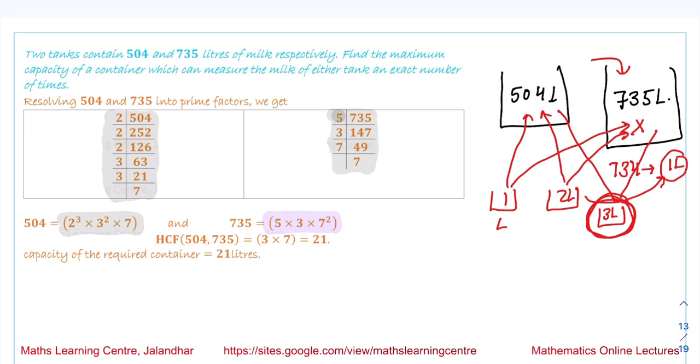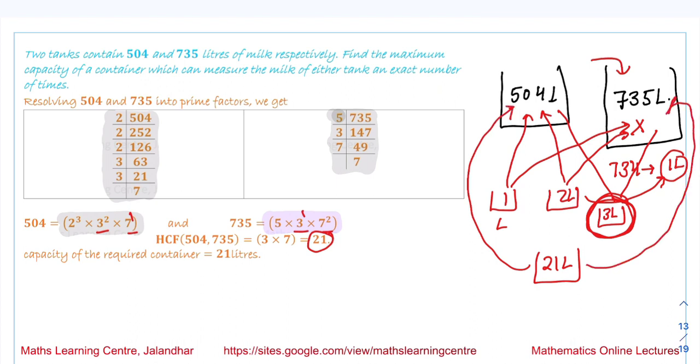So the common factors we have over here are 3 and 7, and their lowest power of 3 is 1, lowest power of 7 is 1. So HCF of both these is 21. It means if we consider a container whose capacity is 21 liters, it can be used to measure this exactly, and it can be used to measure the milk in this container exactly, and this is the highest capacity of the container that can measure both these values exactly.